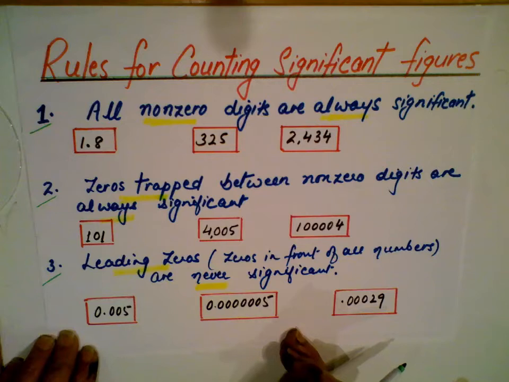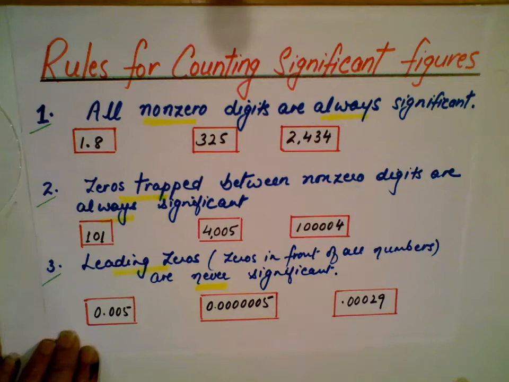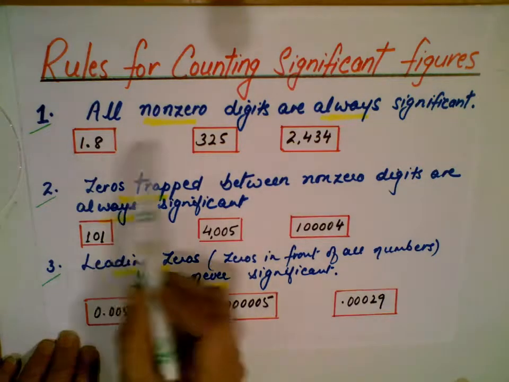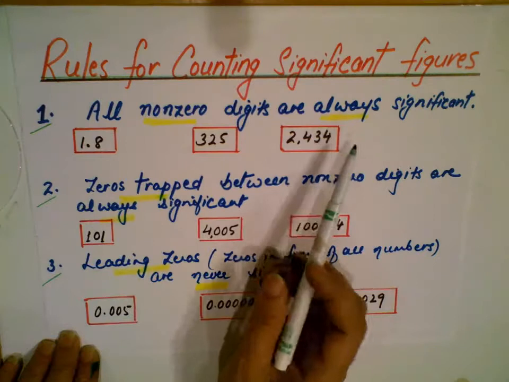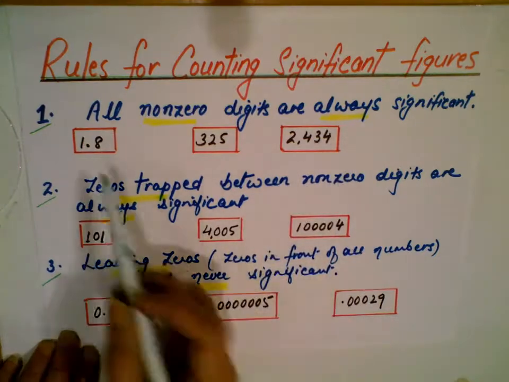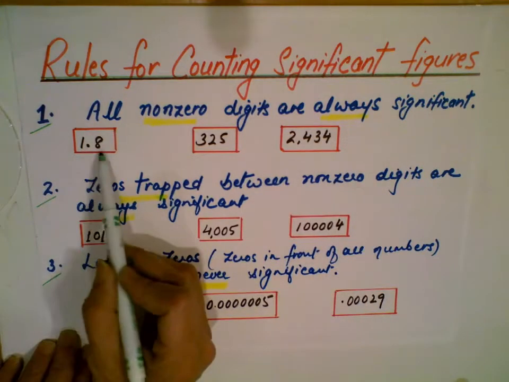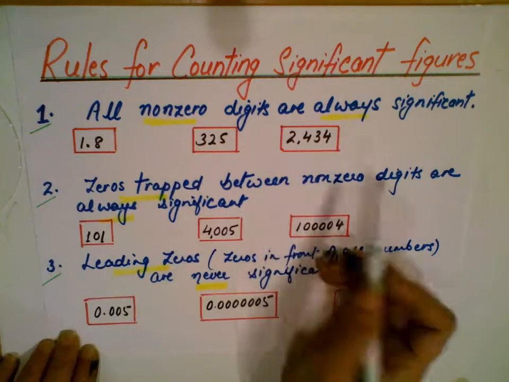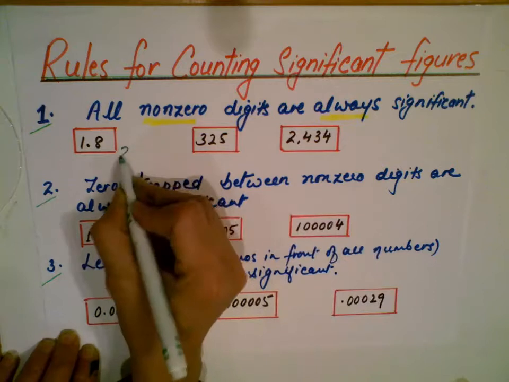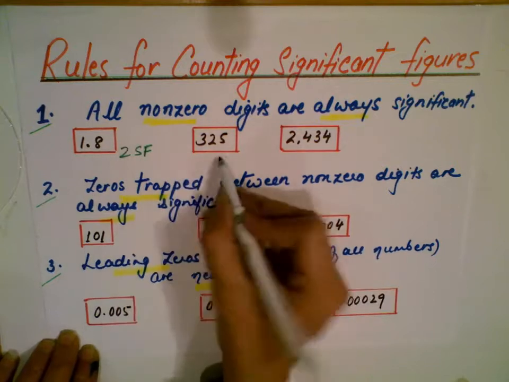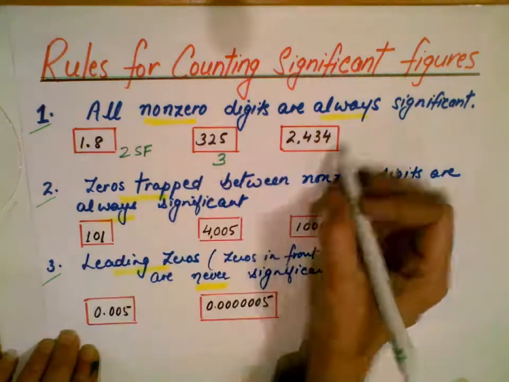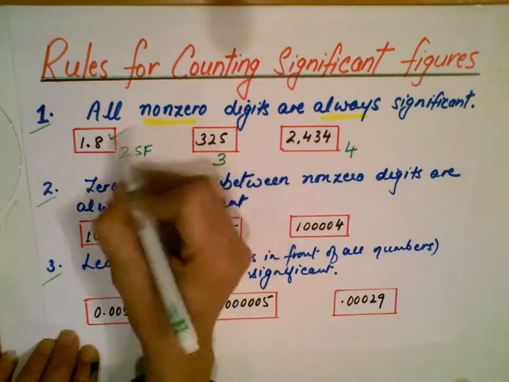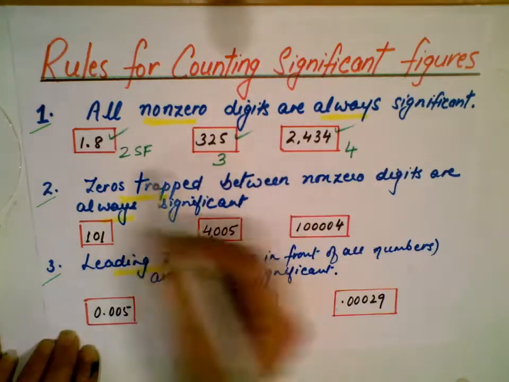So this is about counting significant figures. There are rules to count significant figures. The first rule is all non-zero digits are always significant. So if you look here, 1.8, this is non-zero. 325 non-zero, 2434, all these numbers are non-zero. So here we have two sig figs. In this case we have 3, and in this case we have 4. So they are all significant since they are non-zero.